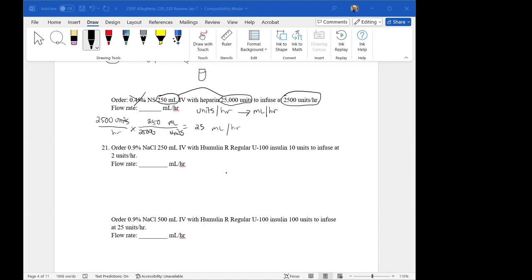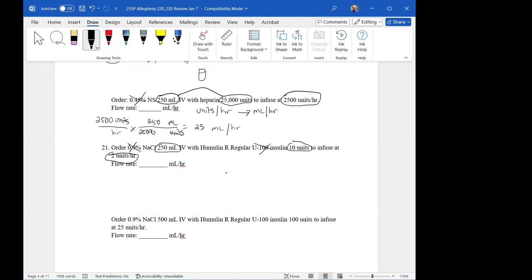So I'm going to follow the same procedure. This one tells us we have 250 ml, and then it tells us we have 10 units. We don't care about the concentration of the saline. We don't care about the concentration of the insulin. We just care about the quantity of measure, or what we would refer to as the available concentration of our IV. 250 milliliters, and then how much insulin is in there? 10 units. Okay. It tells us that it's infusing at 2 units per hour.